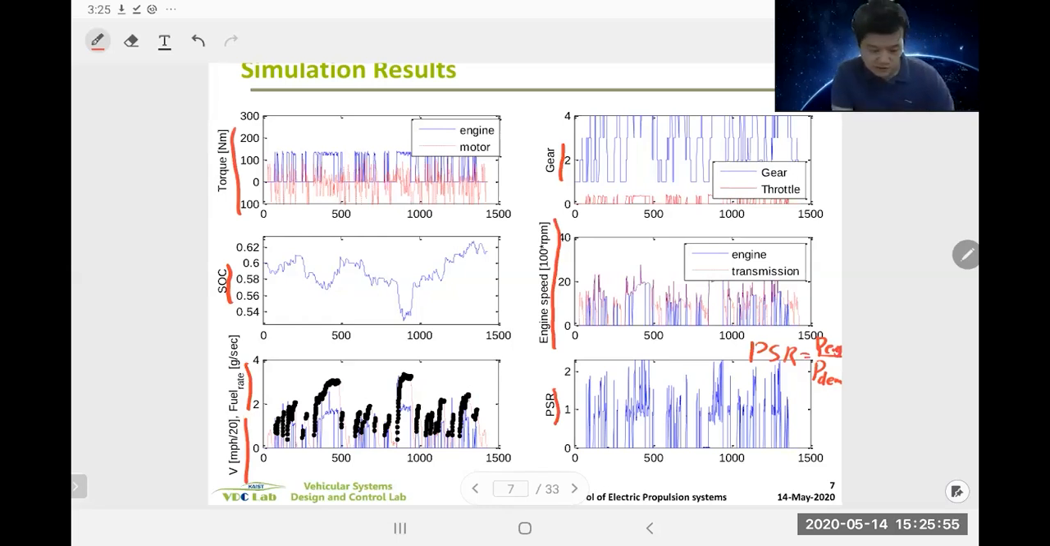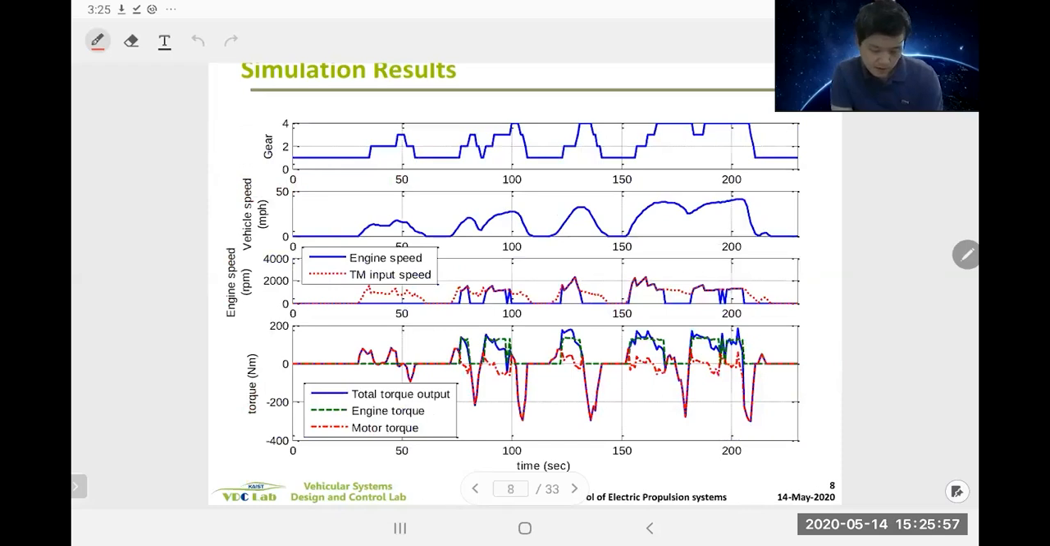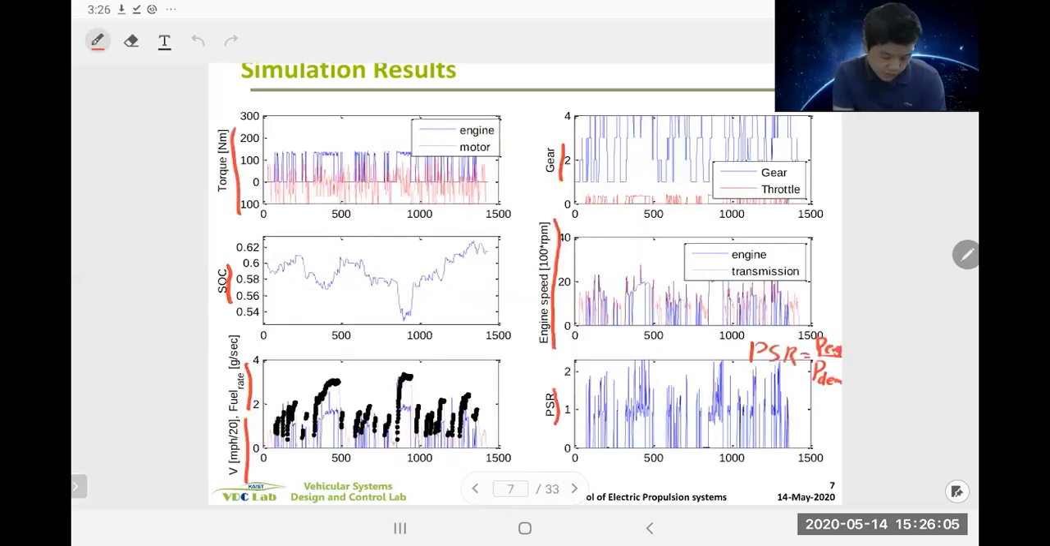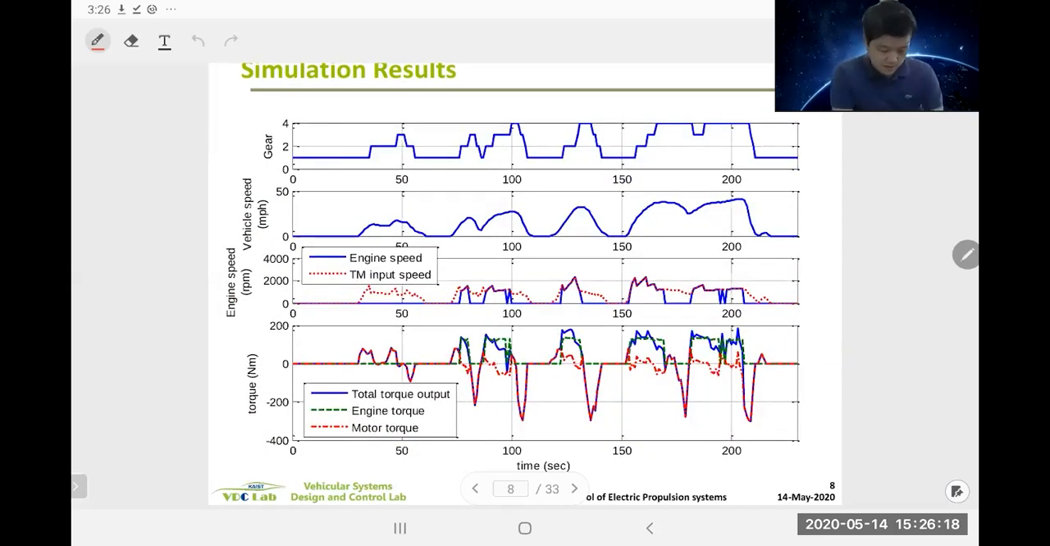So the solution looks something like this. And this is a zoomed-in plot from 0 to 250, something like here. Okay. So if you take a look, you're looking at transmission input speed, right? Which is directly related to vehicle speed with the gear ratio.